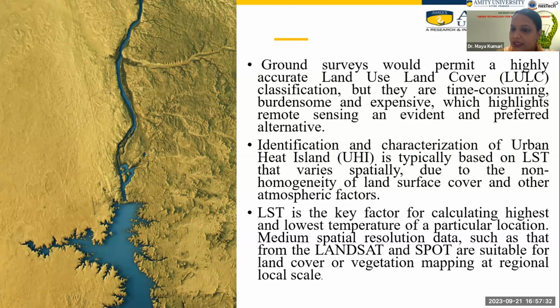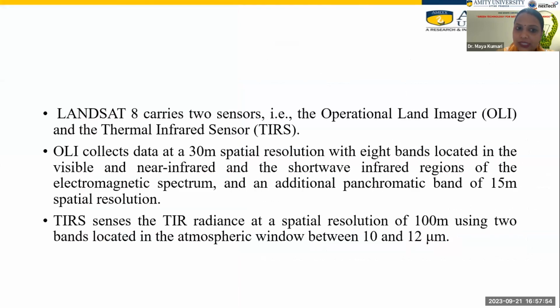So identification and characterization of urban heat island is basically done with the help of land surface temperature. And land surface temperature is a key factor for calculating the highest and the lowest temperature of that particular area. This moderate resolution satellite data, which is Landsat, helps us to know about the surface temperature. As I've told you, Landsat 8 carries two sensors, OLI, that is operational land imager, and thermal infrared sensor. We are using this thermal infrared sensor to calculate the surface temperature of the Earth.